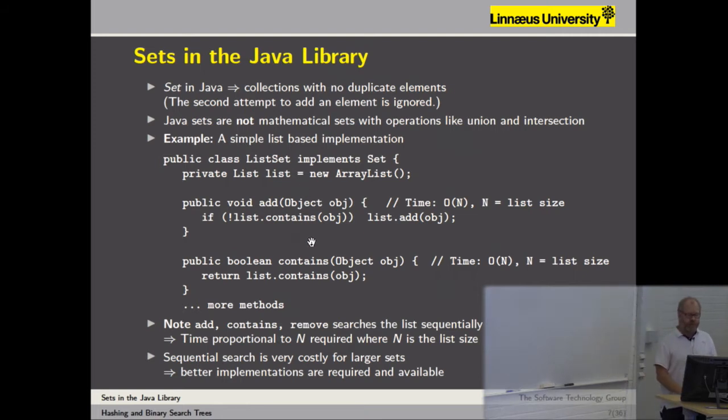And the same goes with contains. We could just ask the list, do you contain this element? But once again, we must iterate over the entire list to make sure that it's not there. If we take this simple approach of implementing it, add, contains, and removal search the list sequentially, time proportional to n, where n is the list size. This is very costly. We can do it much better. I will show you two approaches to implement a set, which are much quicker than this one. One is called hashing, and the other one is called binary search trees. They are much, much faster. And this actually makes sense. When you start to have millions or billions of numbers, this one is very slow.